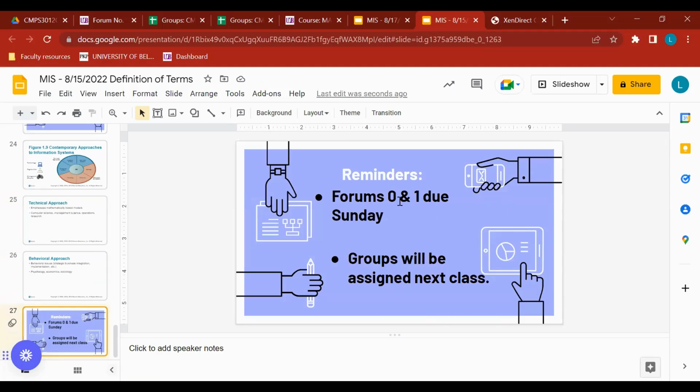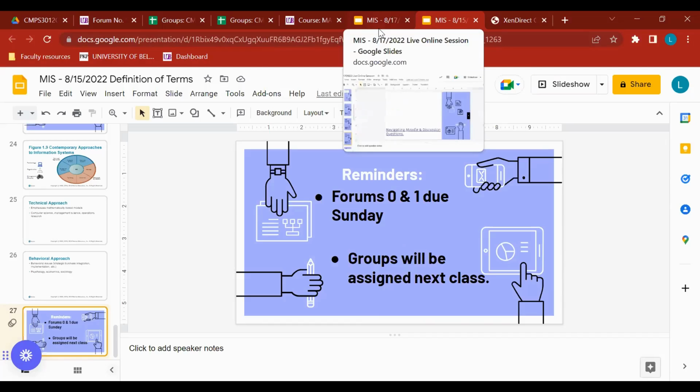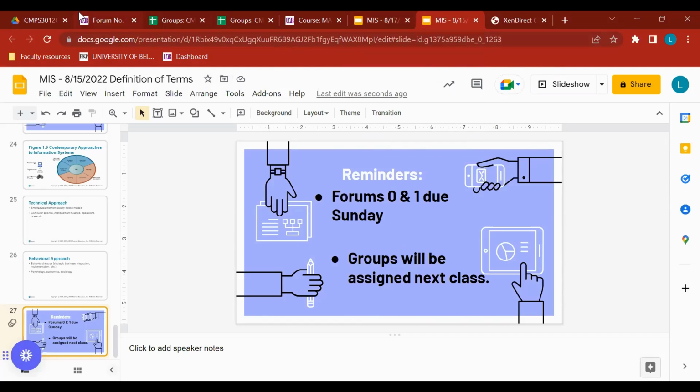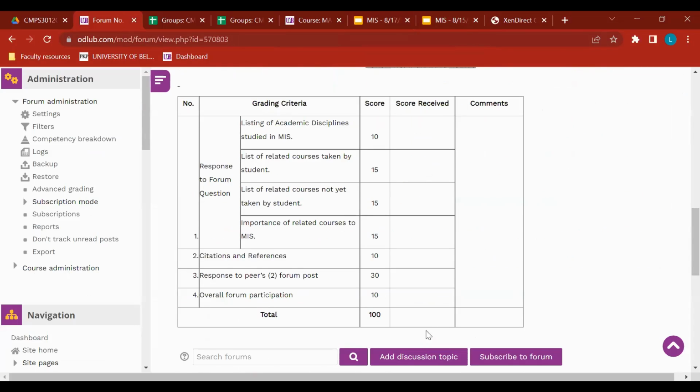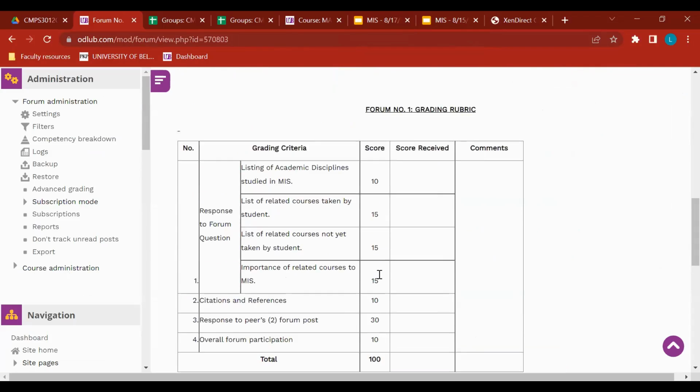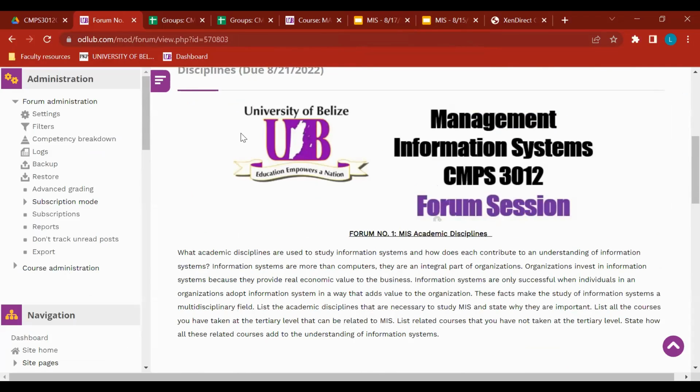Some students already started submitting Forum 0, so it's good that you are on task. For Forum 0, you are allowed to record a video and send me the link only. For Forum 1, however, remember to follow your rubric and put in your citations, etc., so that you get your points. Don't give away your points. Here you will see the rubric right beneath, so you don't have to go search for it. You must respond to 2 peers to get your 30 points, and your citations and references count for another 10 points. Any questions so far?